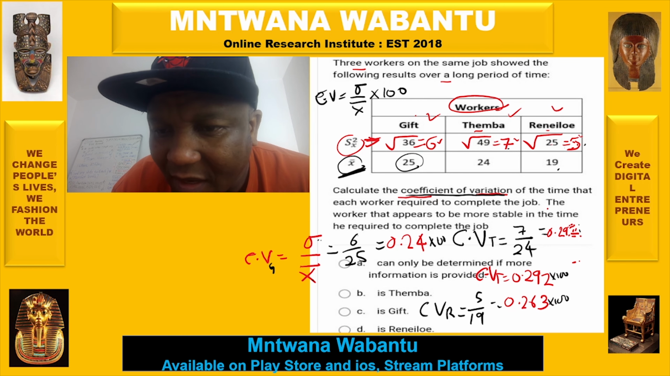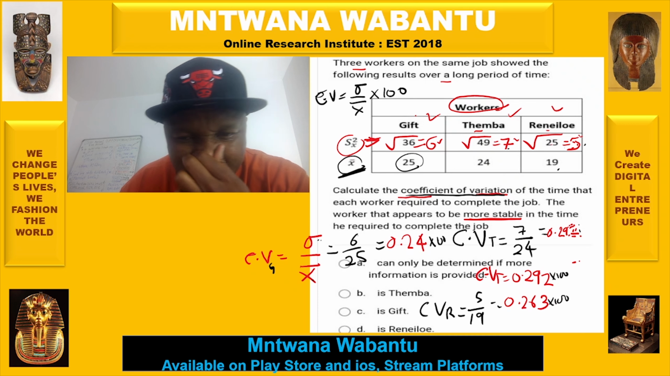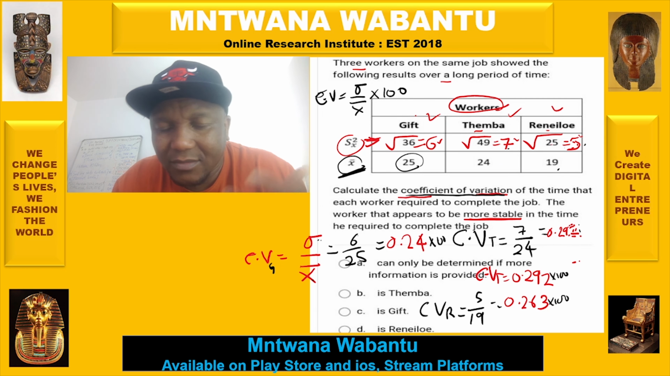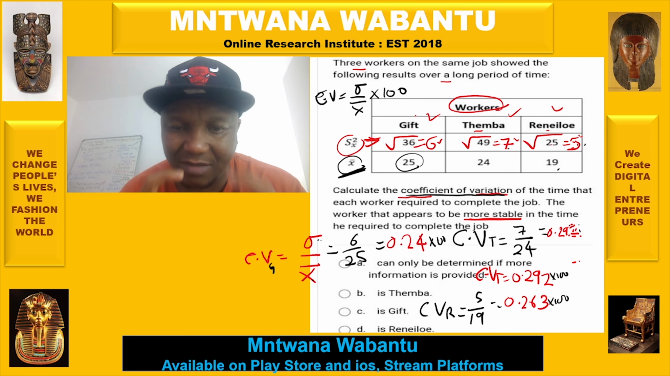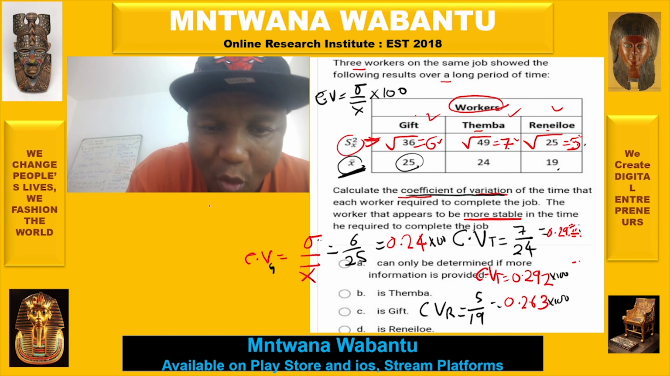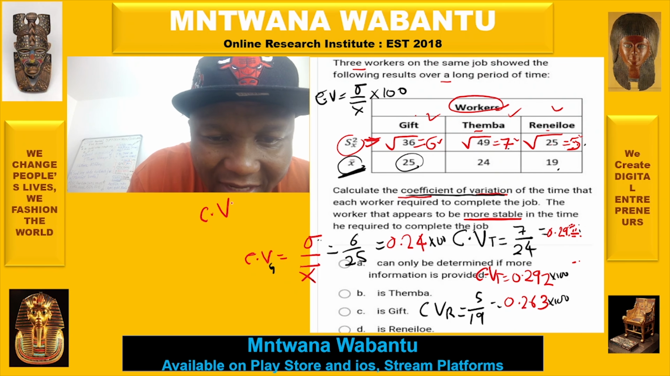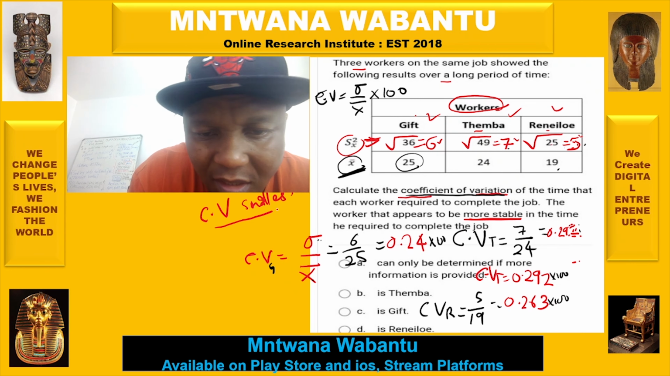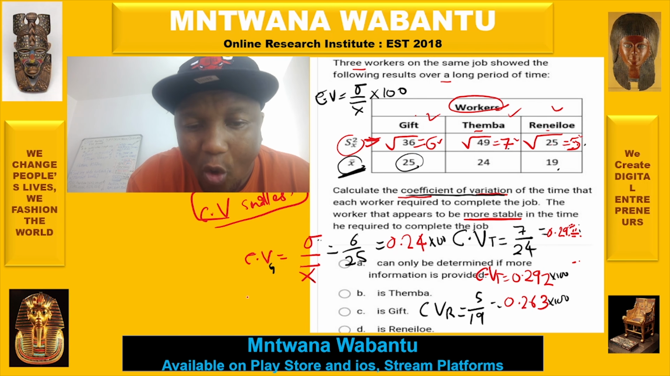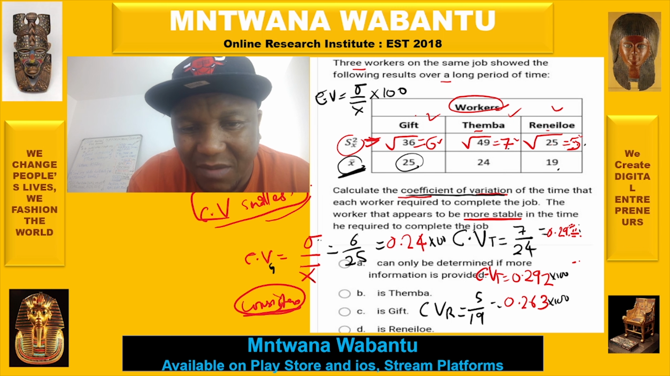They say the vehicle that appears to be more stable. You know what more stable means? Something which is more consistent. More stable. It does not change. It can be maintained. Or stability. It has a stability. So whenever you have a coefficient of variation which is smaller or smallest of all, that's the one which is stable. The smallest one is the most stable one, or the most consistent one. Sometimes they use consistent, sometimes they use stable.